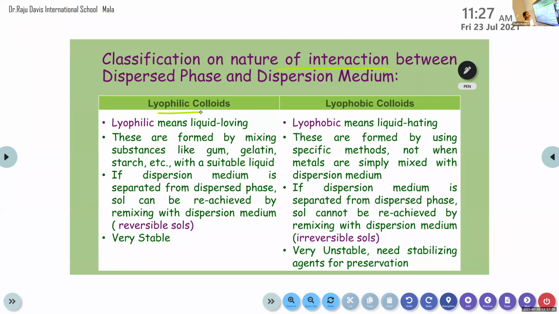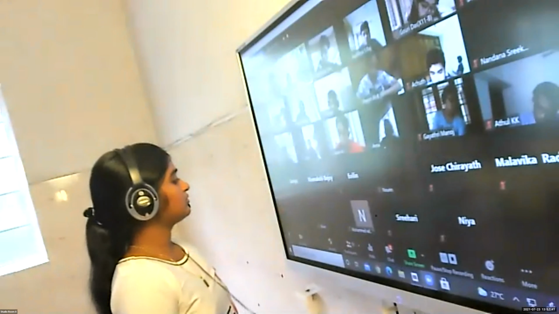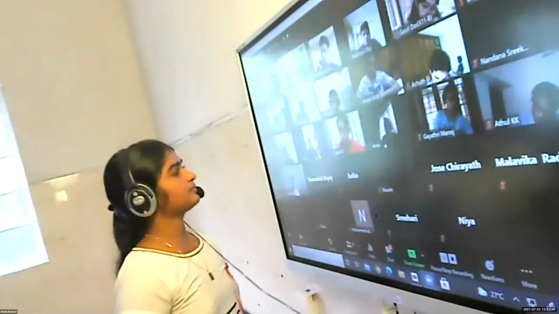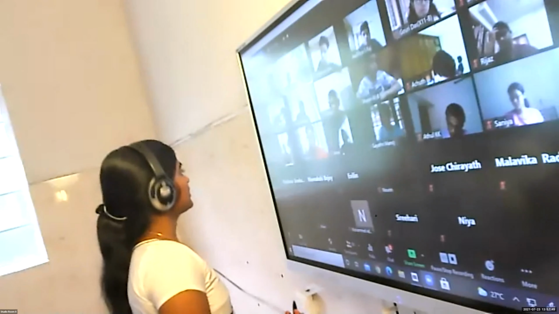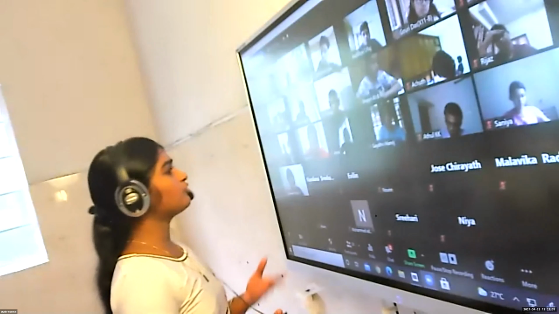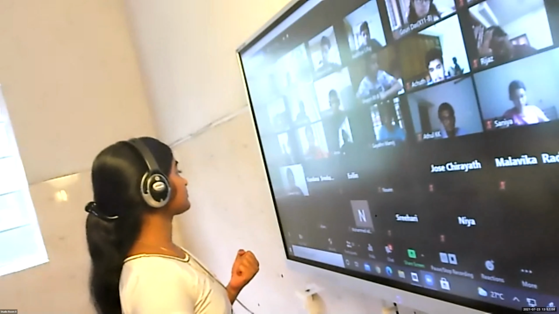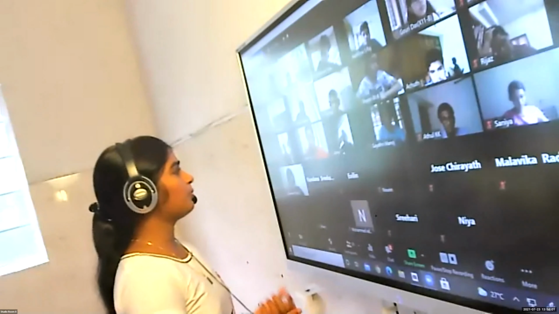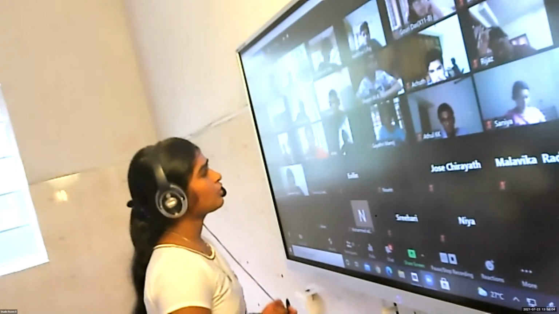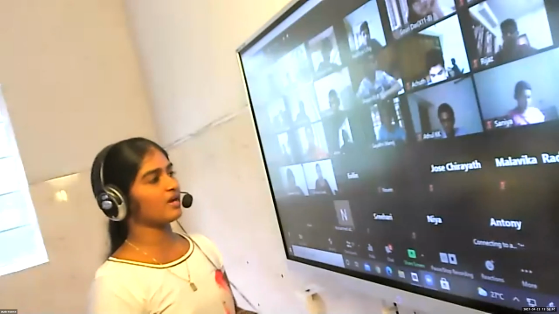First one is lyophilic colloids, and the second one is lyophobic colloids. What do you mean by philic? Lyophilic. Yes, Steffi? Anything to share? Attracting, toward. Very good. Yes, attracting or loving. Philic means attracting or loving. Then what about phobic? Phobia. What's the meaning of phobia, Anna? Fear or hating, right?